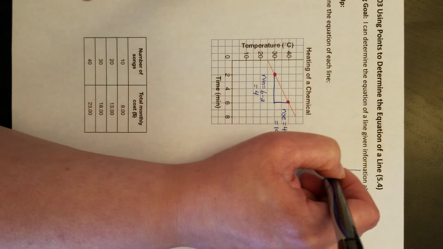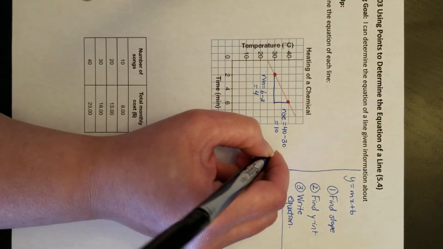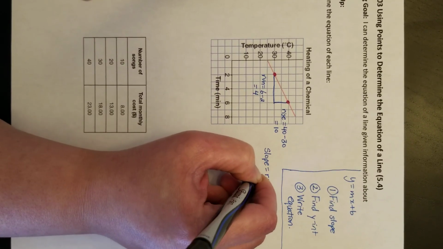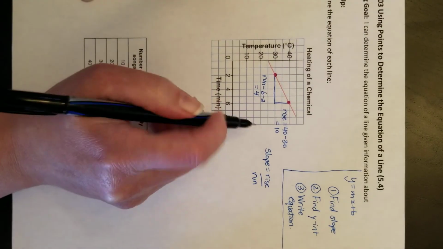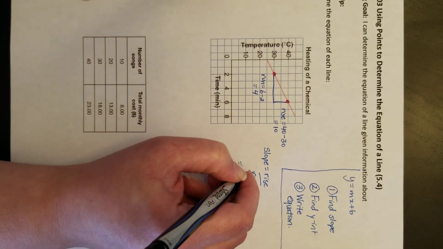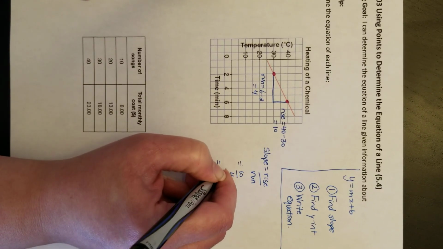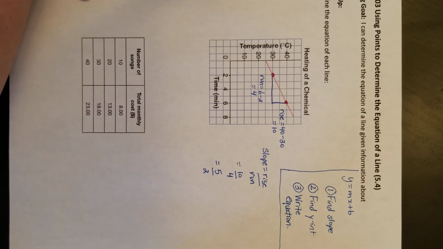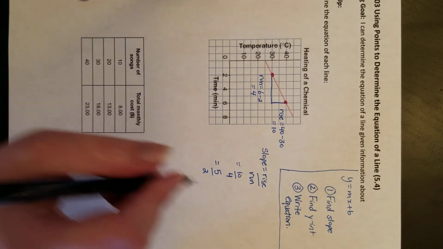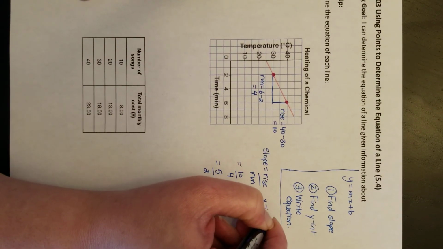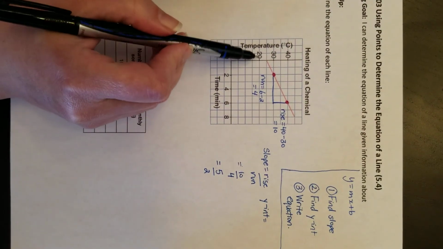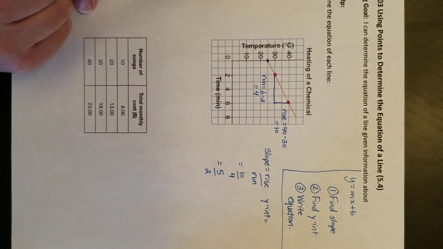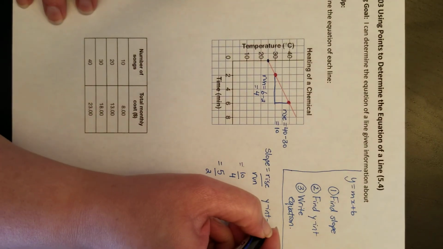So that's my general steps. I'll box that in. The slope is equal to the rise over the run. My rise is 10 and my run is 4, so I'll put 10 over 4, and reduce that into lowest terms as a fraction, 5 over 2. That's my first step done. I found my slope. The next step is to find the y-intercept, and from a graph that's usually pretty easy. The y-intercept is the starting value, the point on the y-axis, and that's a y-intercept of 25.